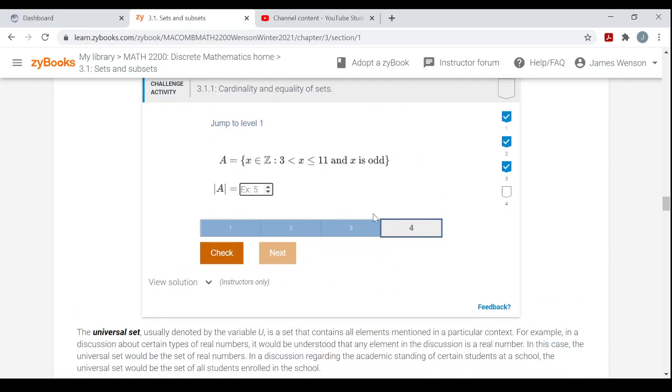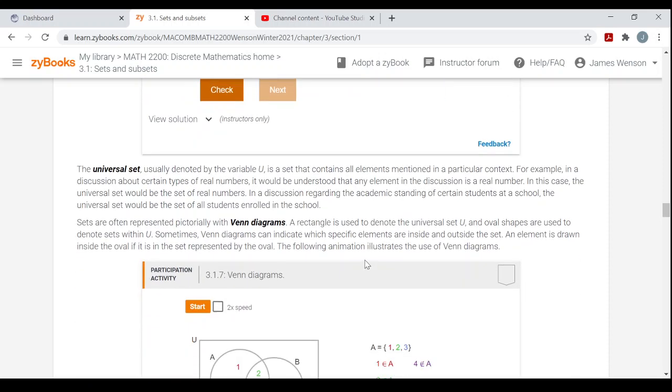I think this is another cardinality one, right? So I'll leave that. All right, so more definitions, and we get into these Venn diagrams, little circles, pictures representing sets. The universal set, usually denoted by a capital U, is a set that contains all elements mentioned in a particular context. For example, in a discussion about certain types of real numbers, it would be understood that any element in the discussion is a real number. So the universal set would be the set of real numbers in that case.